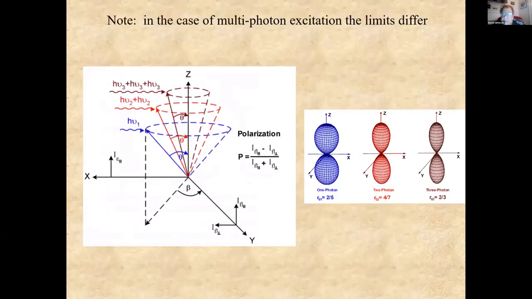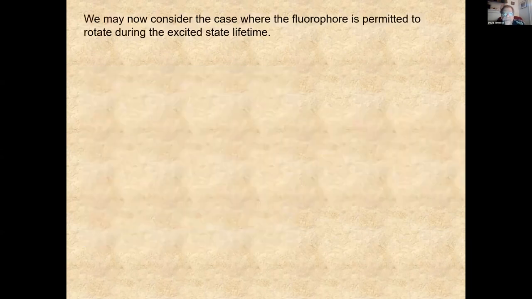Now, in many cases nowadays, you might be doing multi-photon excitation. You hear a lot about 2-photon excitation in the course. And in 2-photon excitation, you're doing a selection upon a selection, and the limiting polarization is higher, which can be useful. We see for 1 photon, the anisotropy limit would be 2/5, and for 2-photon, it's 4/7, and for 3 photons, it's 2/3. So multi-photon excitation actually helps you to get a bigger range for polarizations.